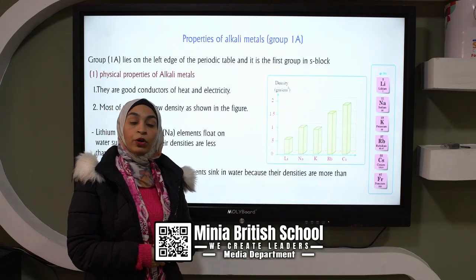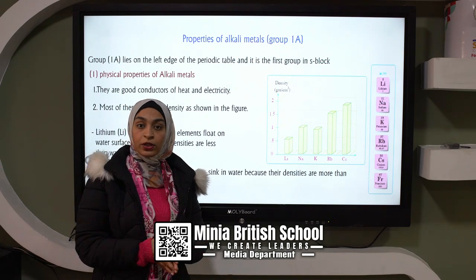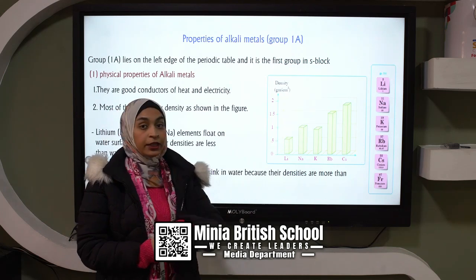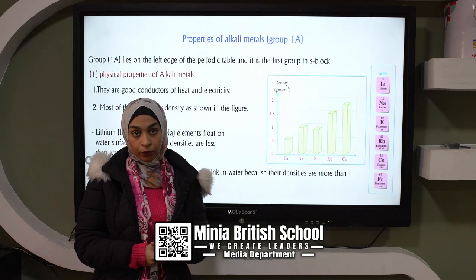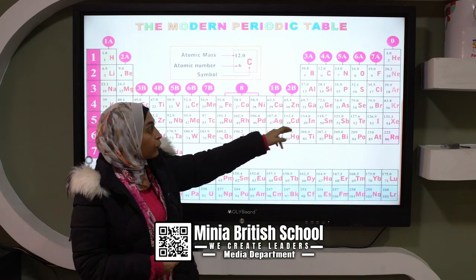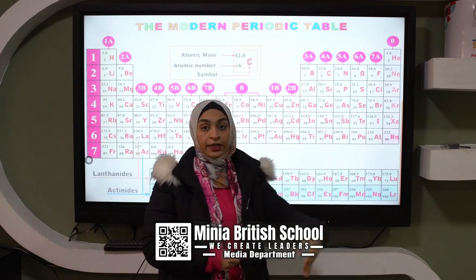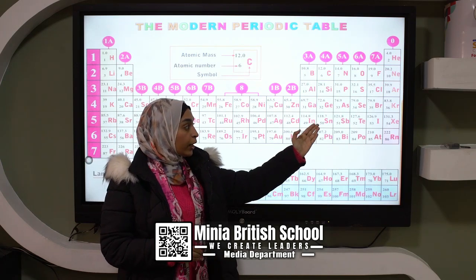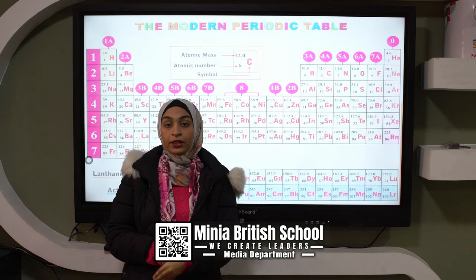And most of them are kept under kerosene surface to prevent their reaction with the moist air, except the lithium, which is kept under the paraffin oil. The second group in this lesson talks mainly about group 7A, which we can call halogens. Their elements are fluorine, chlorine, bromine, iodine, and astatine.